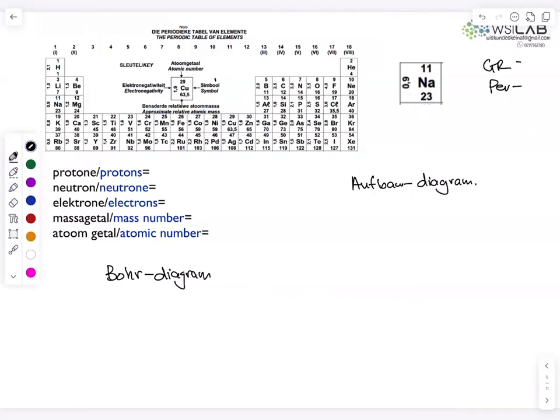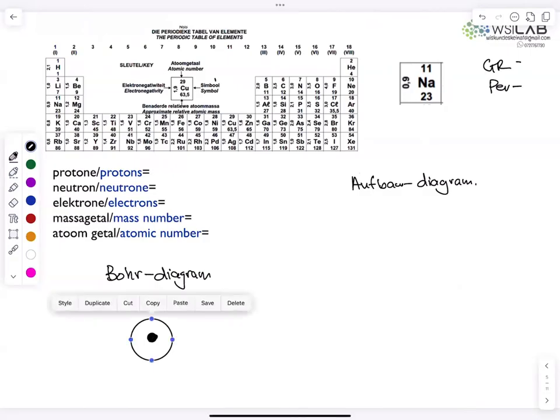So since it's period 3, there would be 3 circles. And then only 2 can go in the first one. Okay, do you want to do it together? Okay, so just make a little dot in the middle to represent the nucleus. And then I need 3 areas for the Bohr diagram. I'm just going to make the first one nice and small so I have more space.